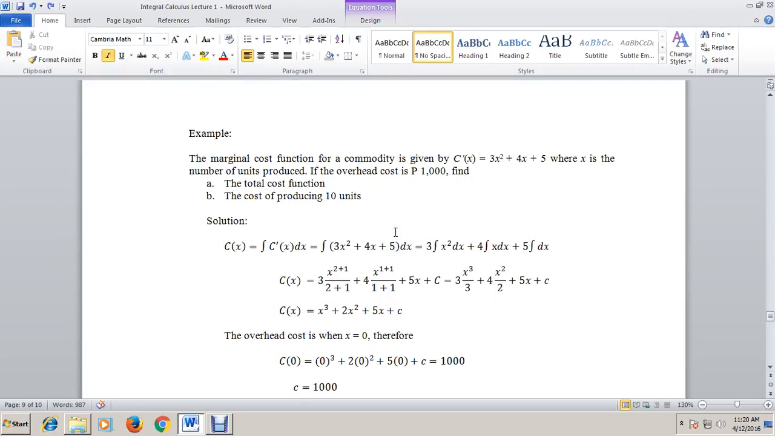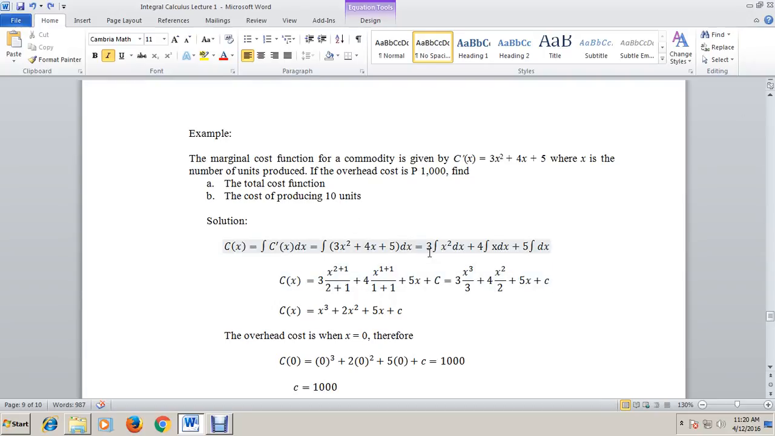Okay, so for the solution, we have c of x, of course, is the integral of c prime of x derivative of x. Now, our given c prime of x is 3x squared plus 4x plus 5 dx. Making use of the properties of the indefinite integral, distributing the integral sign and dx in the expression, we have 3 integral of x squared dx plus 4 integral of x dx plus 5 integral of dx.